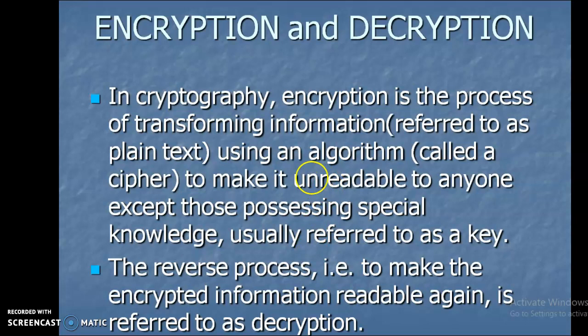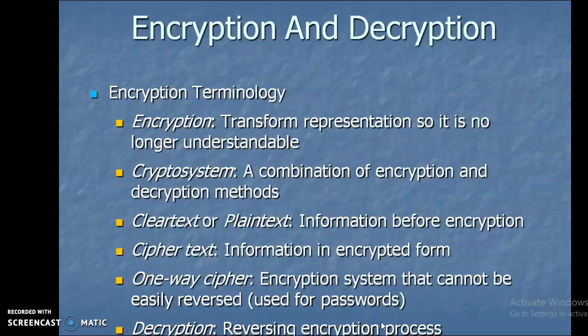So what is encryption? Encryption is the process of transforming information using an algorithm to make it unreadable to anyone except the one who has the key. And the reverse process, converting it into plain text again, is known as the decryption process. What does encryption do? It transforms it into a representation that is no longer understandable.